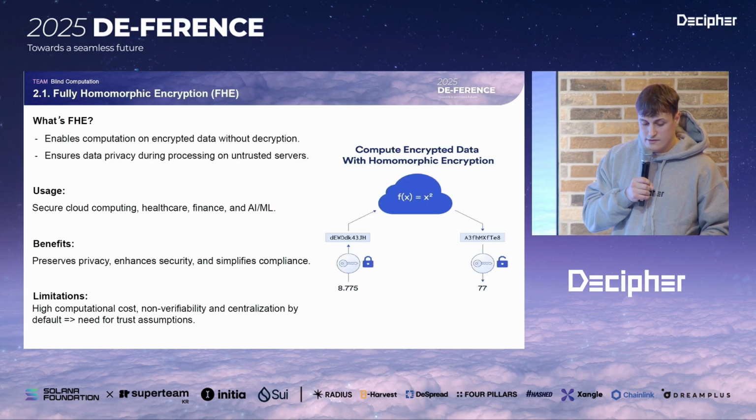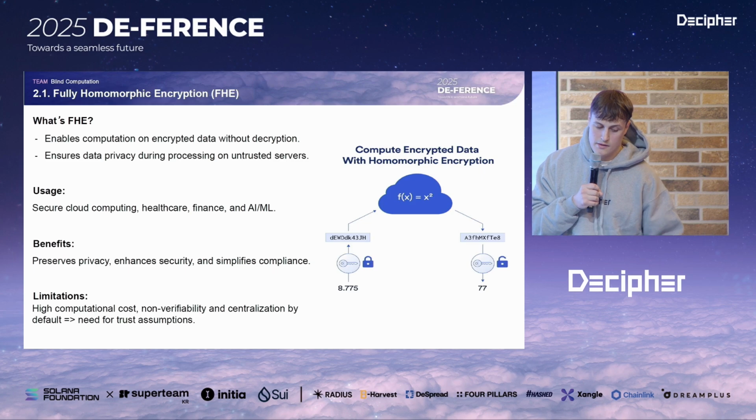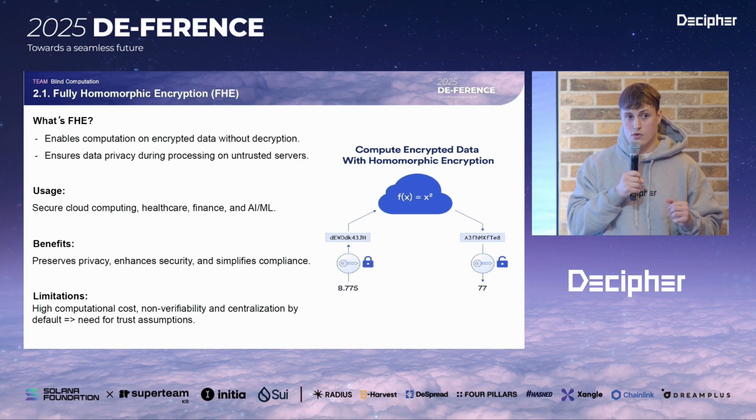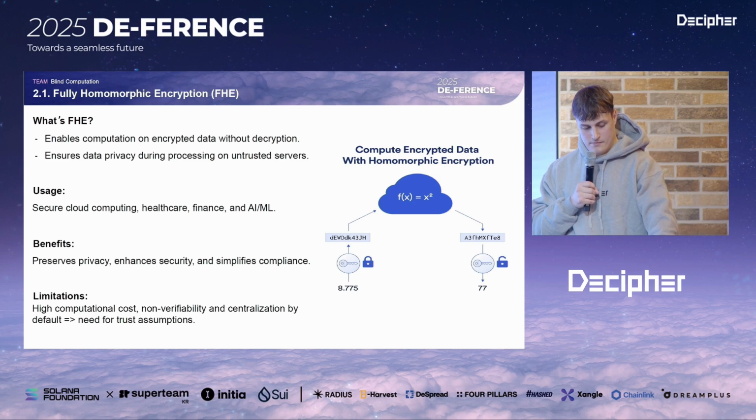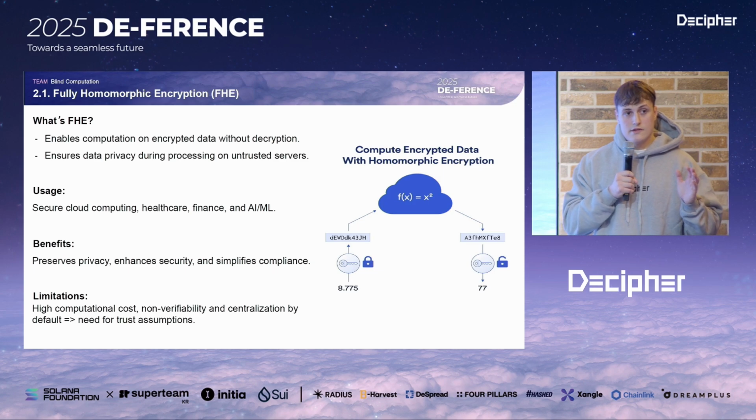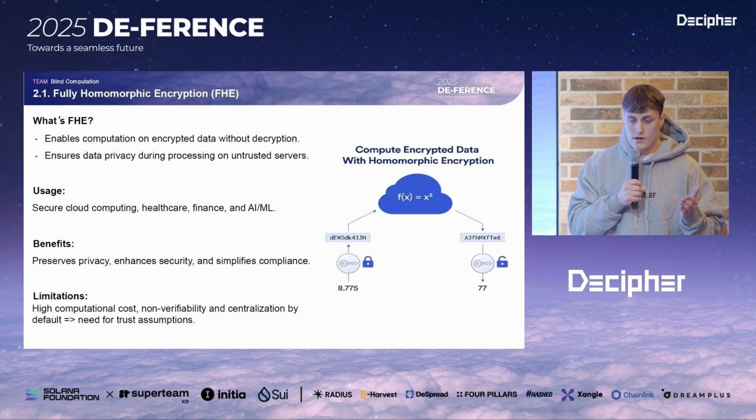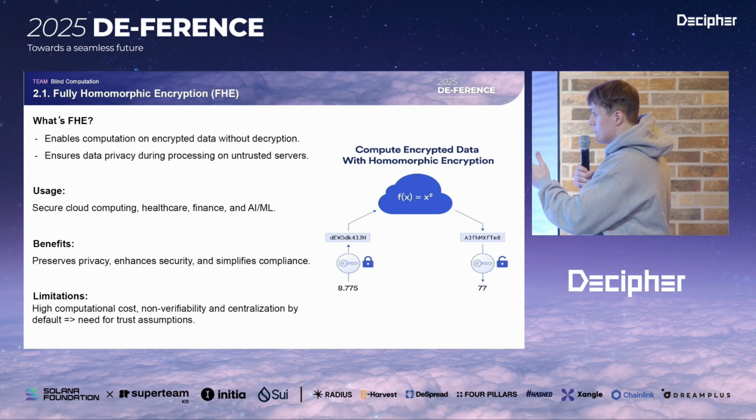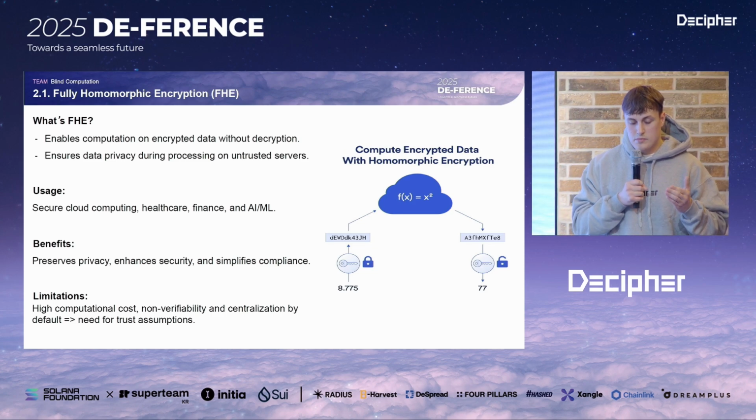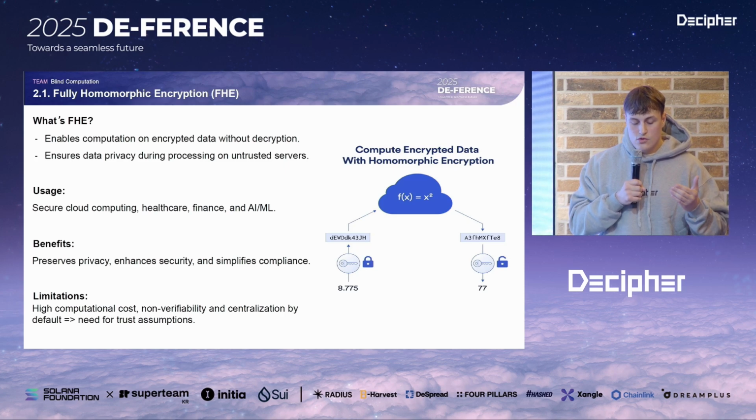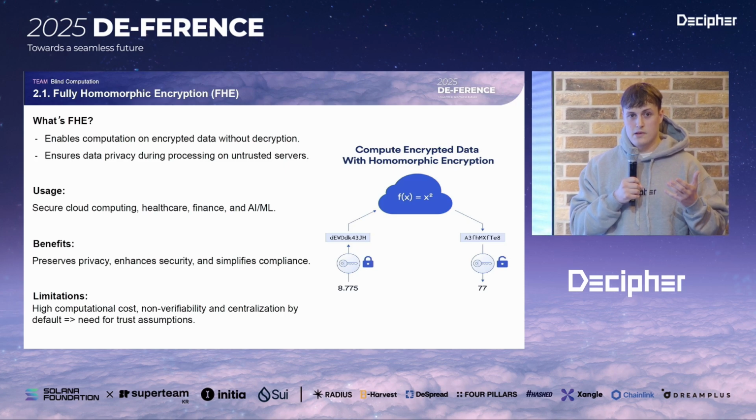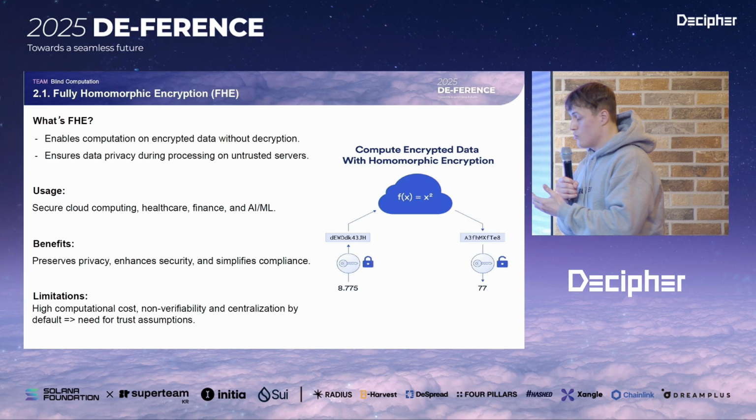The technology we will start with is fully homomorphic encryption, or FHE. It was first introduced around 40 years ago, and now it's getting retrofitted into the existing blockchain technology. Basically, FHE enables computation on encrypted data without decryption, and so ensures data privacy during processing on untrusted servers. You can see a simplified schema on the slide. Data is encrypted, sent to the server, processed using math operations. These operations can be simplified to multiplication and addition. And then it's decrypted again to give a proper result.